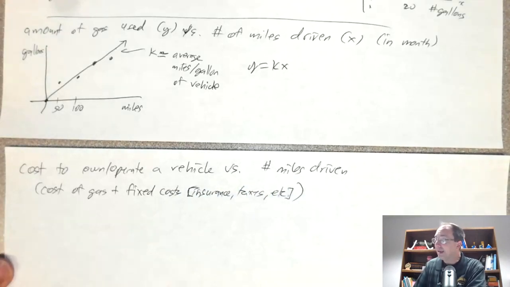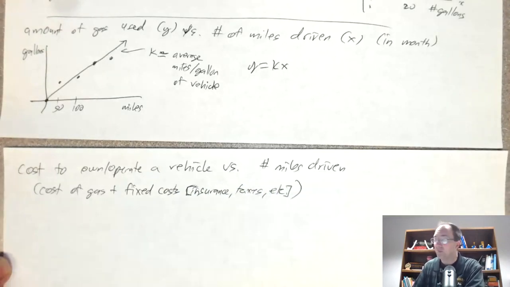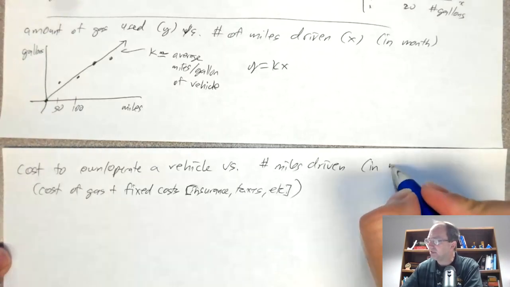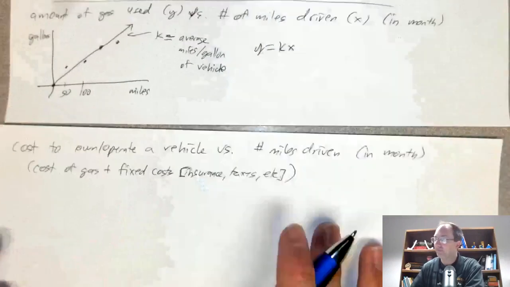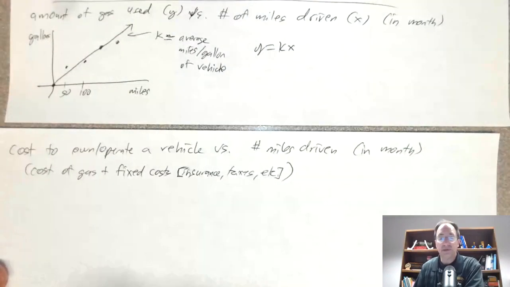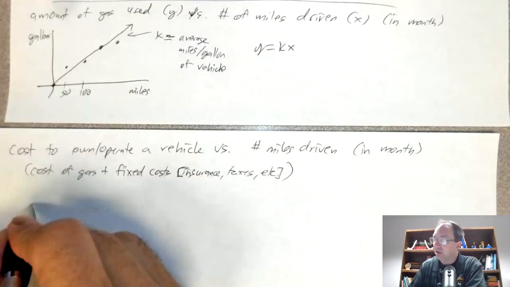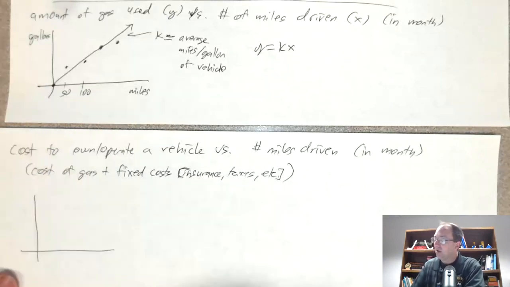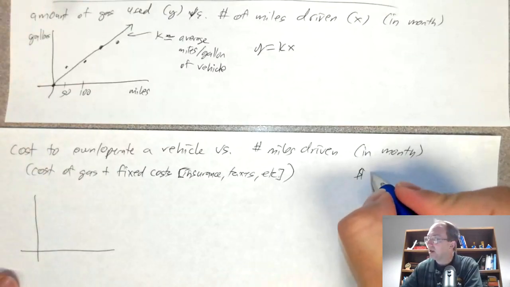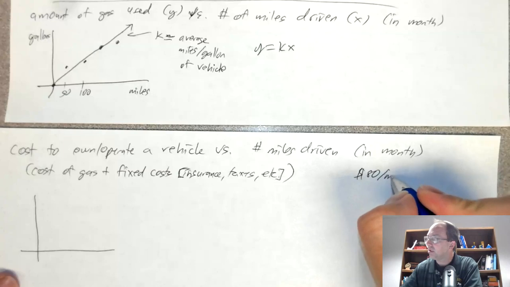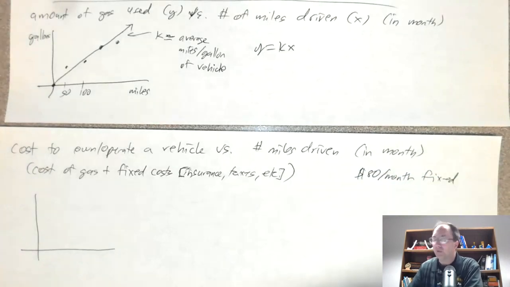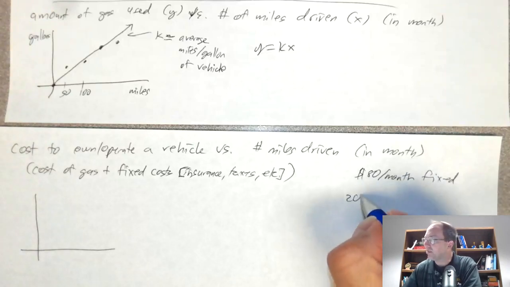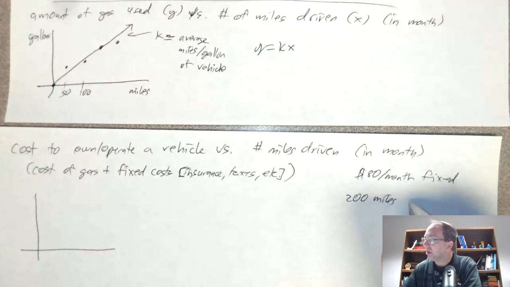So what might that look like? That's going to depend a little bit on the number of miles driven. And let's just say, again, to keep this reasonable, let's say in a month. And there's maybe 2 scenarios. Let's think about a scenario where the fixed cost, let's say, is about $80 per month. And we'll compare a situation where maybe we're doing 200 miles a month versus 2,000 miles.